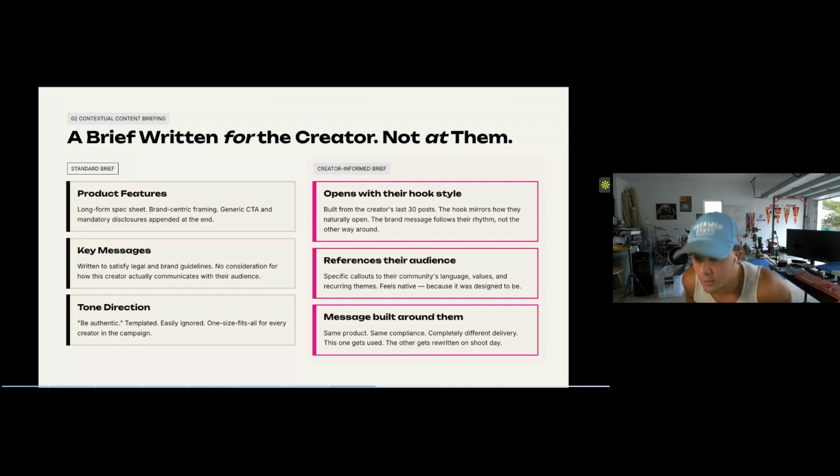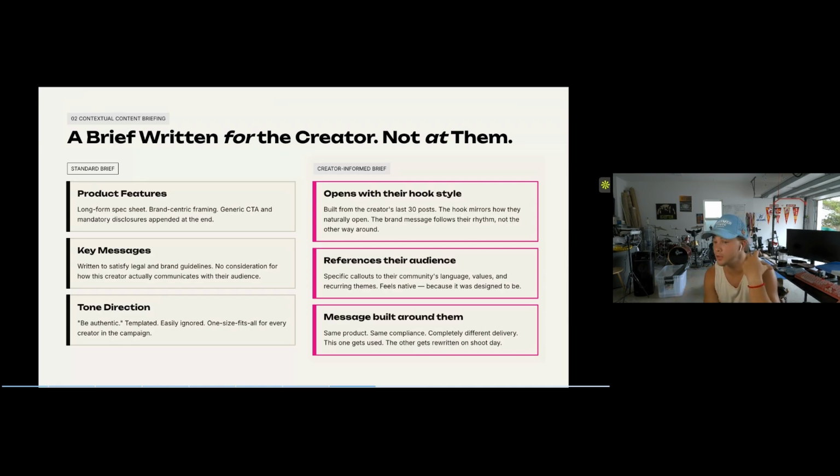So, very simple way to do this. We call this contextual content briefing. Once you've selected the right creators, have your system analyze some of that creator's videos. It could be their top 5 videos of all time ranked by sales or views. It could be their last 10 videos. It's a very simple way to do it. Have it analyze that with the context of the content brief you created with the brand, and have it tailor a specific content brief to that creator.